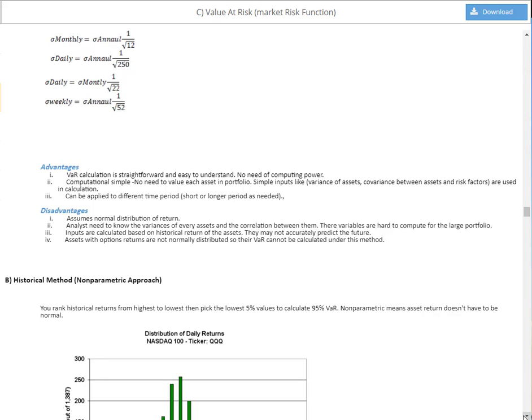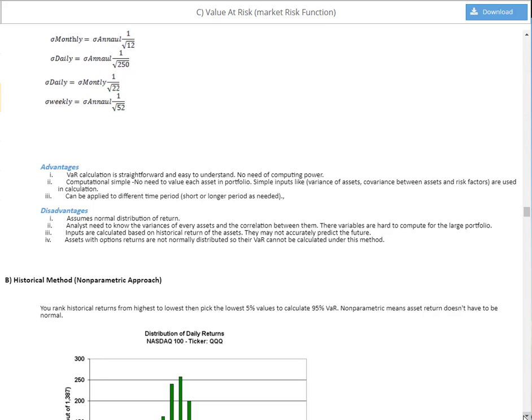So we know when we compute covariance, the number of inputs is large. We need the variance of individual assets and the covariance between them. As the number of securities grows in a portfolio, computing correlation between them will be very computation intensive because there are so many inputs to be considered.